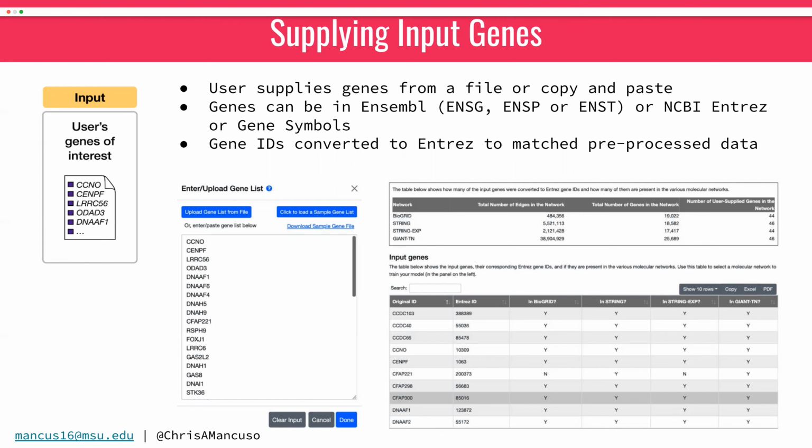Which network was that gene able to be converted to Entrez, and was it in the network? And you can maybe see whether there is a certain network that had more coverage, more overlap with your gene set than others. So you might want to choose that. So then you get a little information about your gene set.